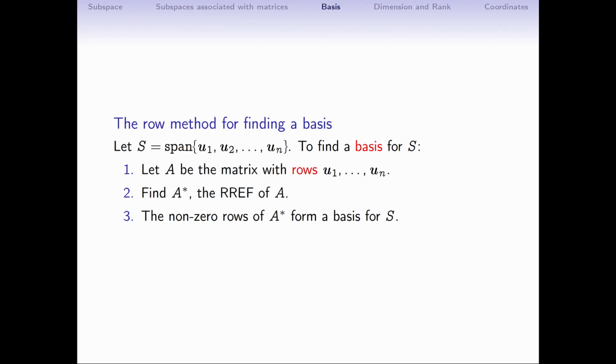So this is one way for finding the basis for a span of a collection of vectors. We simply put the vectors in as the rows, we row reduce, we throw away all the rows that consist entirely of zeros, and the rows that remain must be a basis for the subspace S.